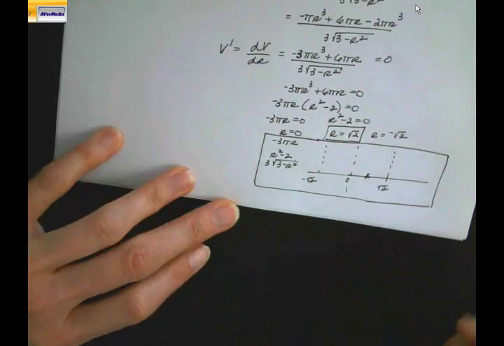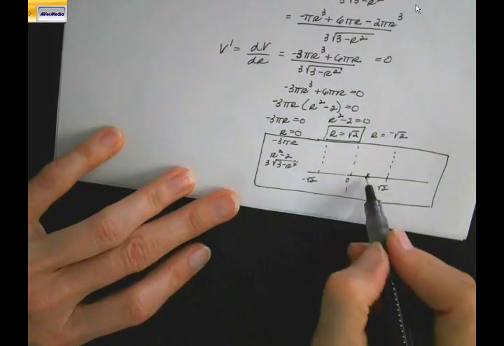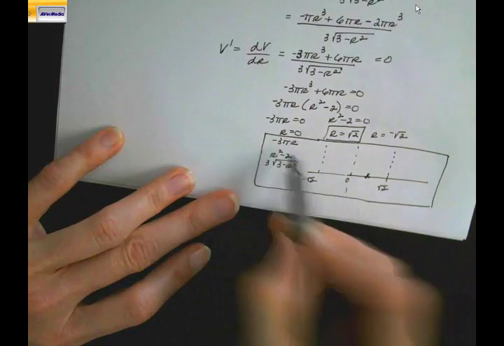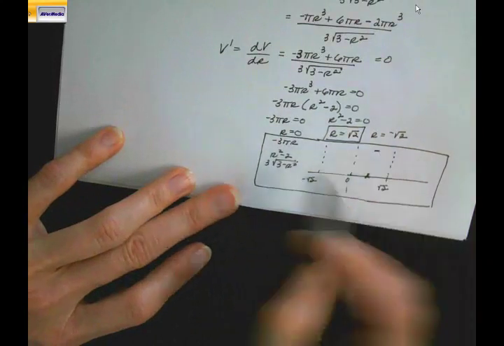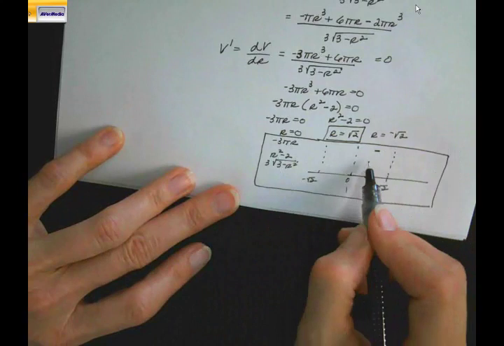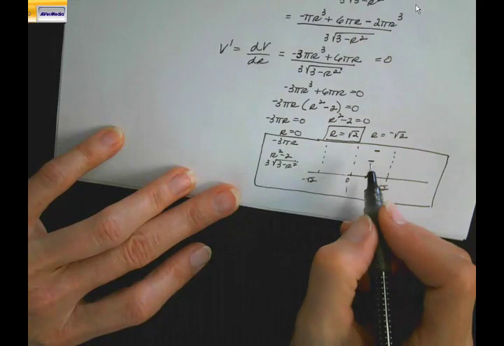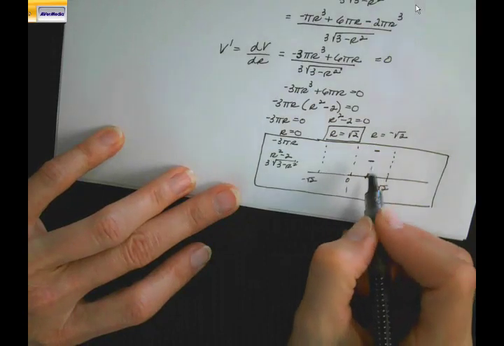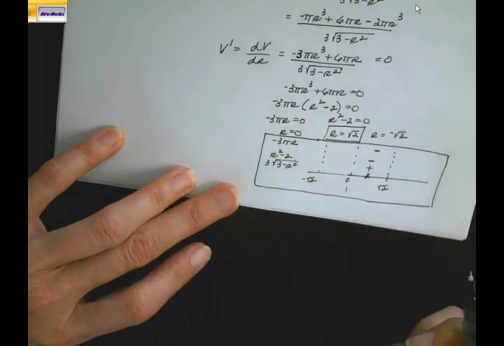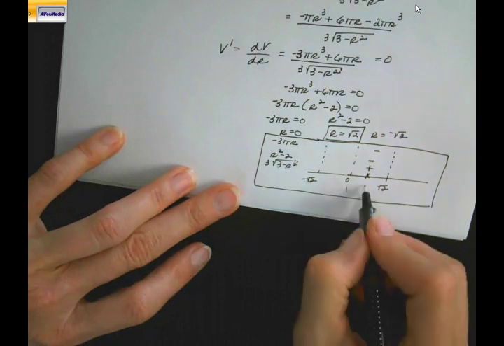Okay, and when you do this, if you pick a number like 1, a negative 3 pi times 1 is negative, 1 squared minus 2 is negative, and 3 times the square root of 3 minus 1 is positive. So a negative times a negative over a positive makes it positive here.